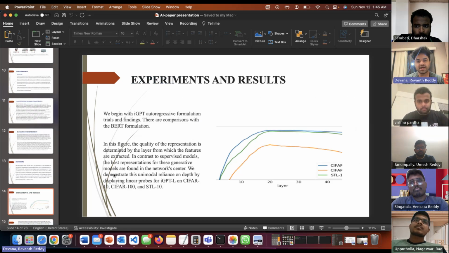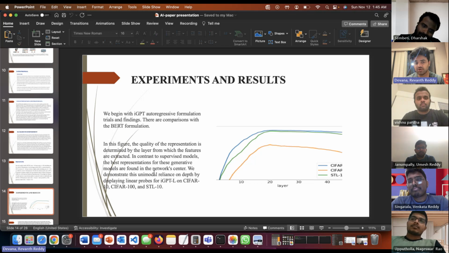Now the experiments and results. We begin with the following graph, which we have done with CIFAR-10, CIFAR-100 and STL-10. In this figure, the quality of the representation is determined by the layer from which features are extracted. In contrast to supervised models, the best representations for these generative models are found in the network's center. We demonstrate this unimodal reliance on depth by displaying the linear probes.